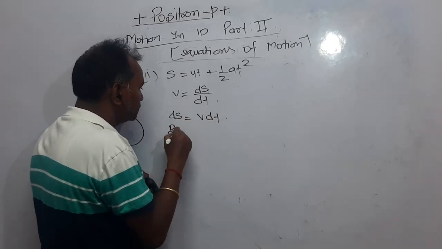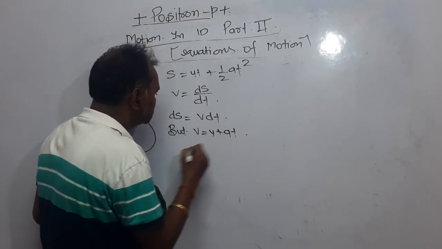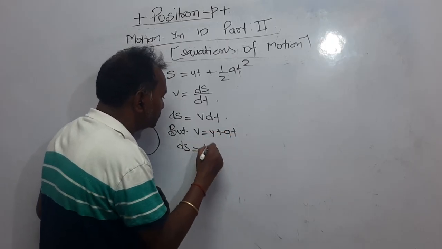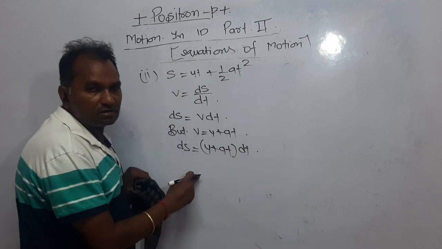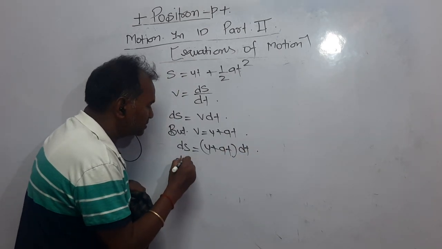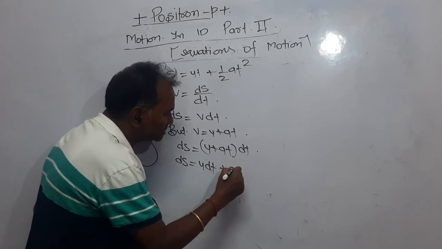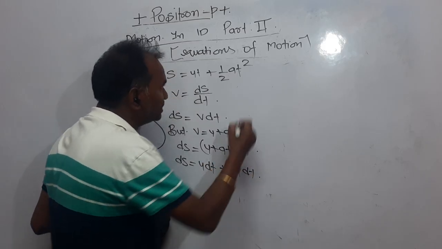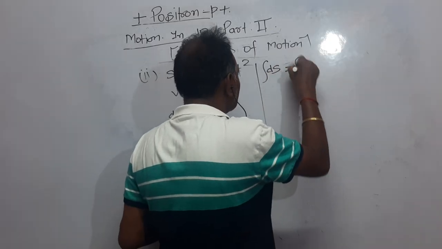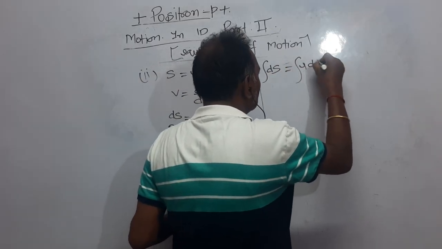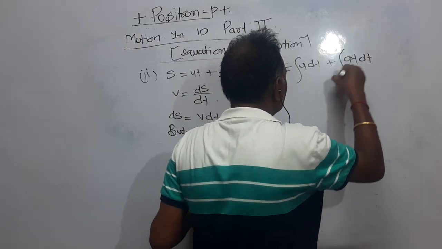But you know, v is equal to u plus at. So, ds is equal to v replaced by u plus at, dt. Now, dear students, make it easy. Just break this into u dt plus at dt. Now, you can integrate every part. This is ds, that is u dt plus at dt, right?